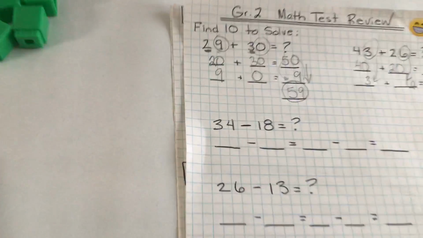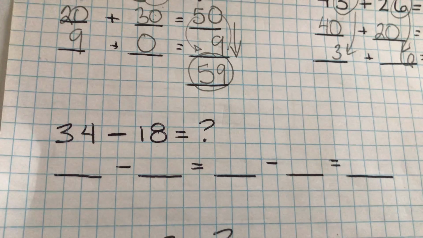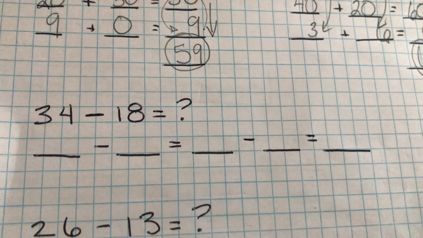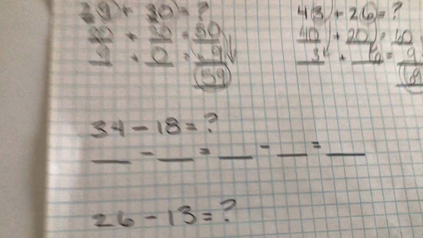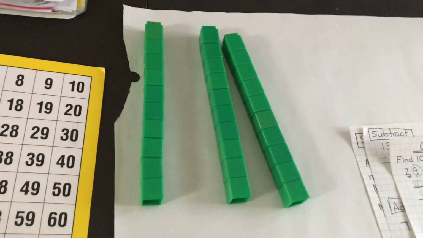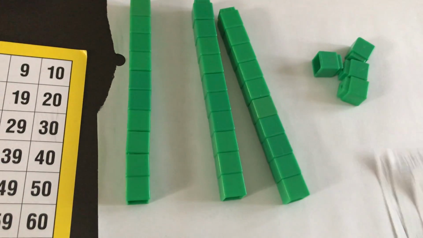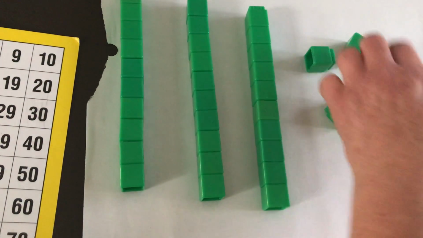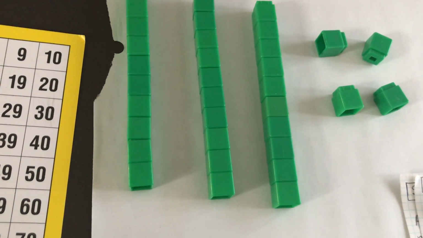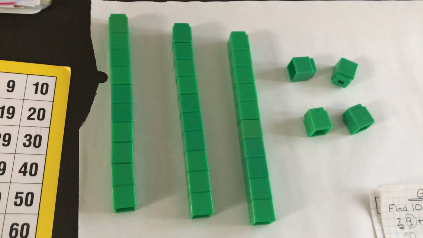Now the next question is, I think, the one that caused the most thinking. So we did a lot of these in class, but I think some of us forgot over the break. So now I have 34 minus 18. Now I want you to see what happens with the blocks here. If I have 34, so I have 10, 20, 30, 34 blocks. And I want to take away 18. That's tricky because we have not learned something called regrouping yet, but we will learn it really soon.